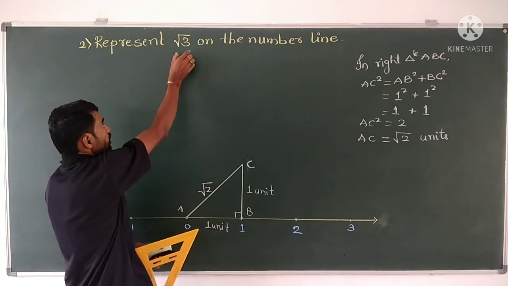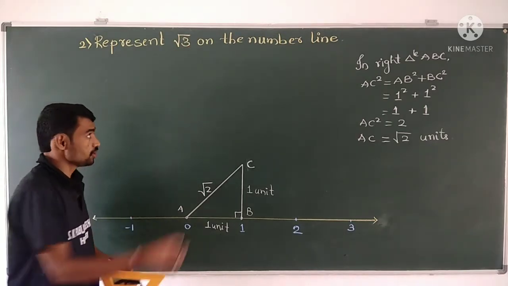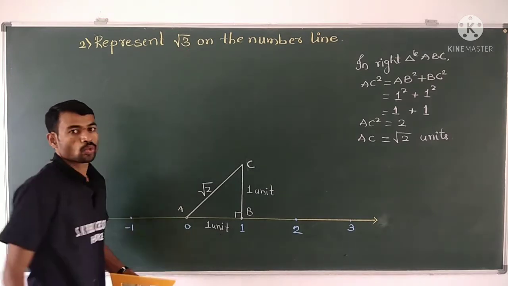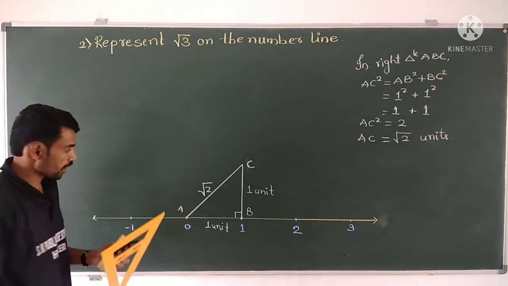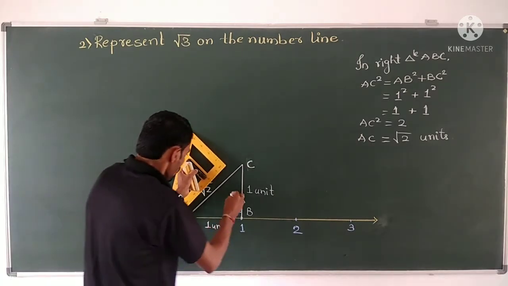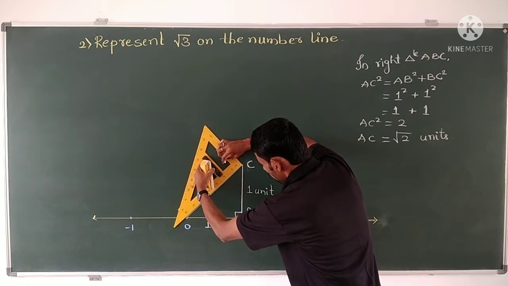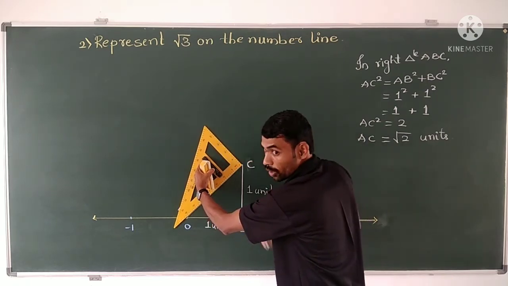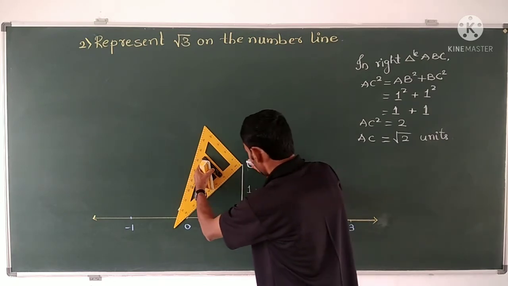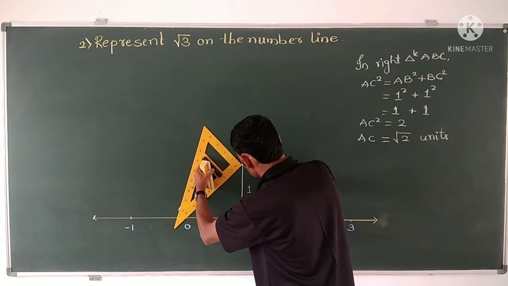Now, here they have given root 3. What do we have to represent? We need to represent root 3. For AC, we have to draw a perpendicular line. For AC, what do we have to do? We have to draw a perpendicular line, that is CD.